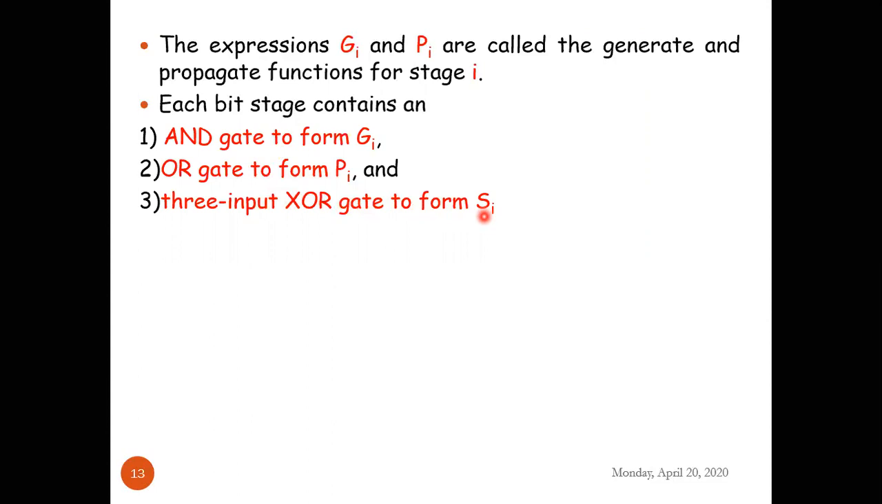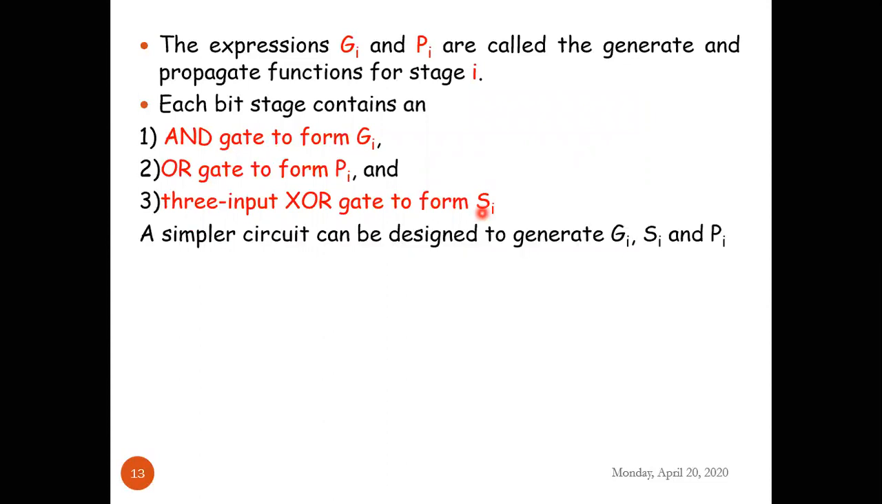And there exists a problem called fan-in in our logic design. When the number of inputs to the gate increases, it will not perform efficiently. So a small change was made to avoid the three input XOR gate. So they have worked on a simpler circuit. Let us just see that a simpler circuit can be designed to generate gi, si and pi.